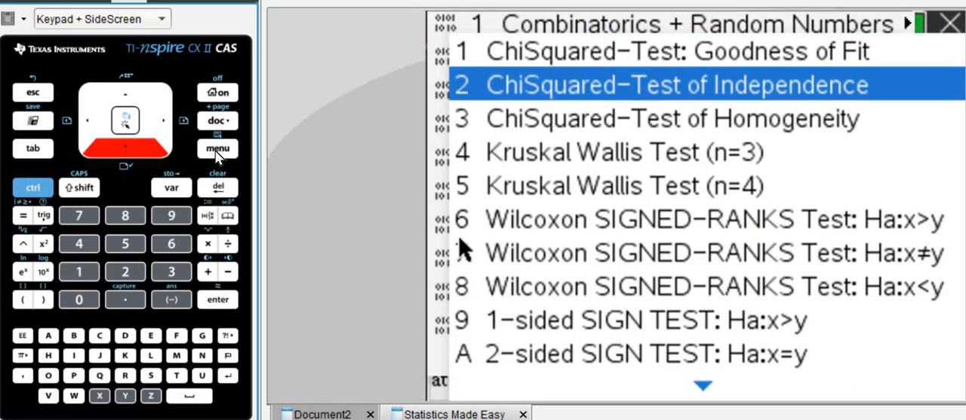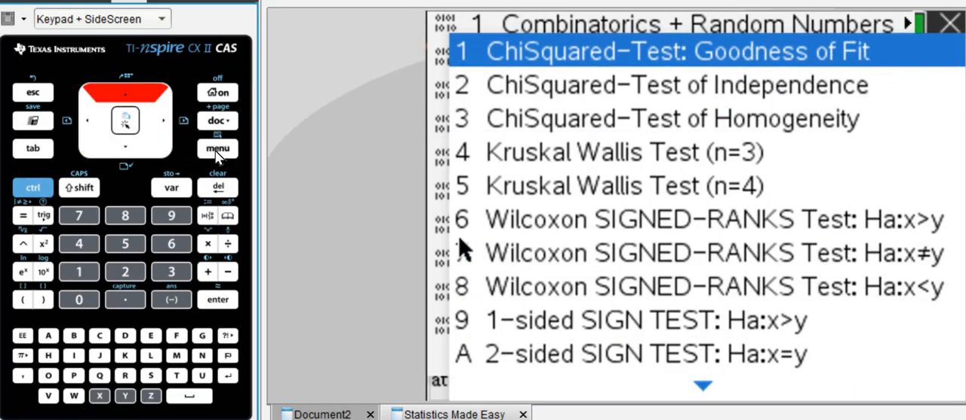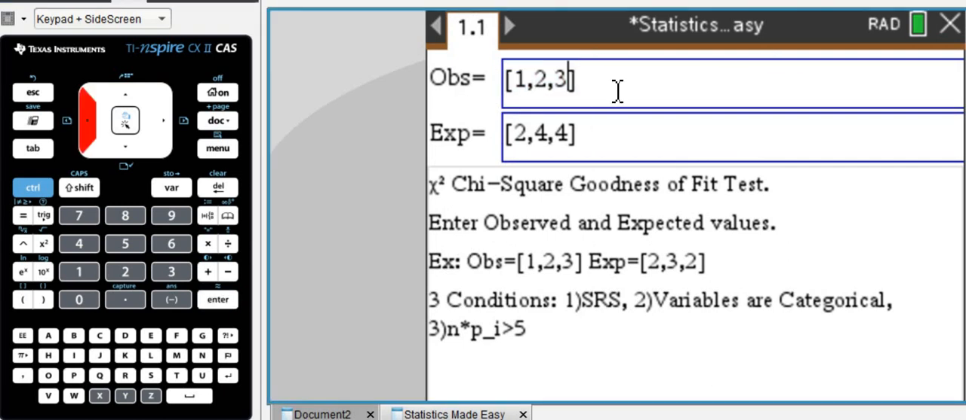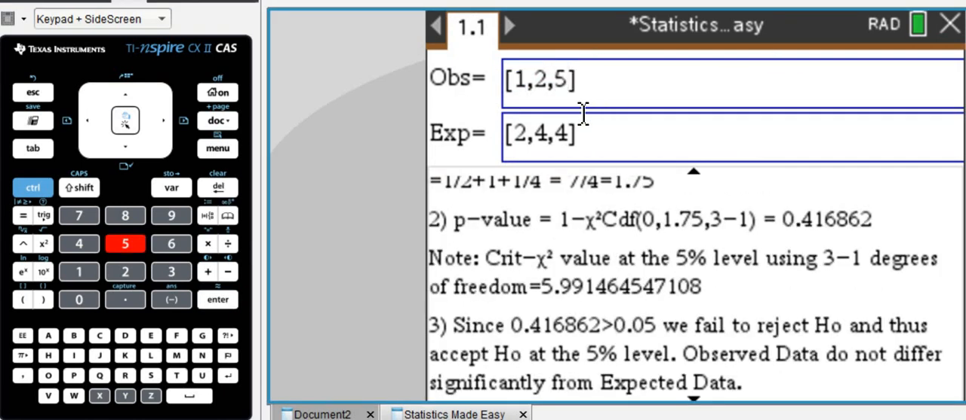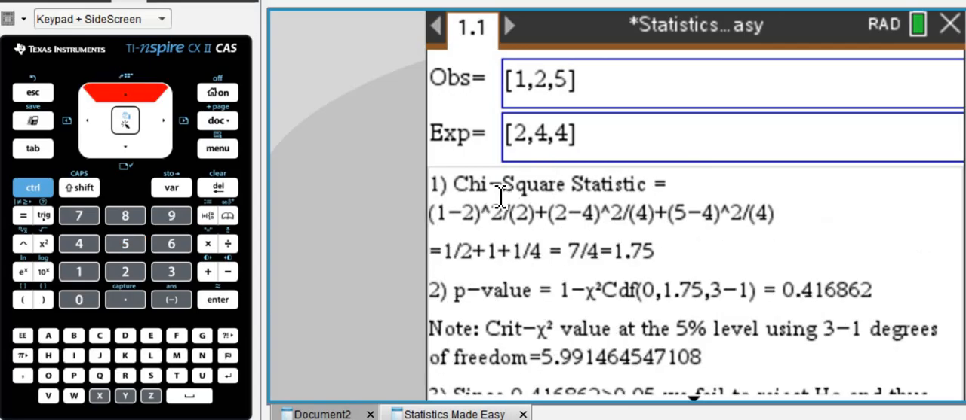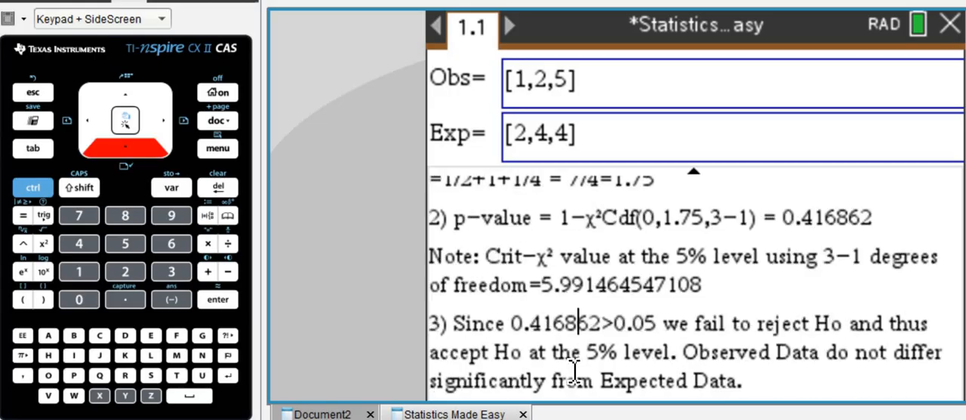Then lastly, you will also be doing chi-square tests at the end of class. All you do at the end of the year, just enter your observed data and your expected data. The chi-squared statistic is computed here for you. The p-value is computed, and given the degree of freedom, you're going to get your critical value, and either you reject or you fail to reject. So that's all taken care of for you.